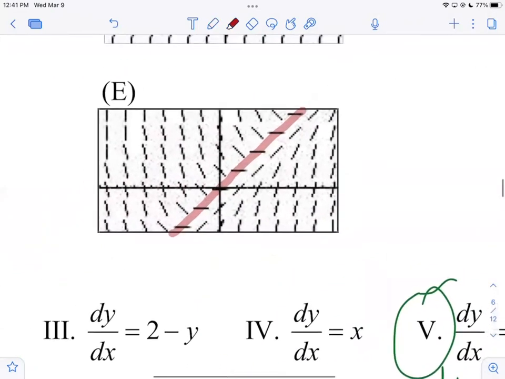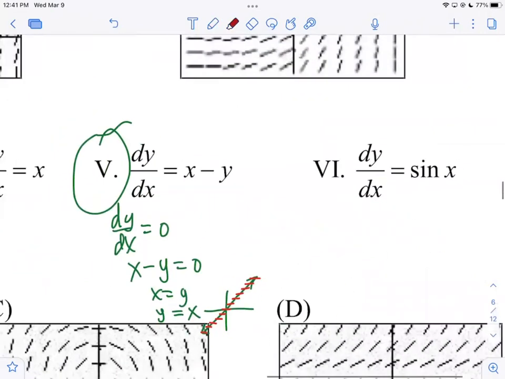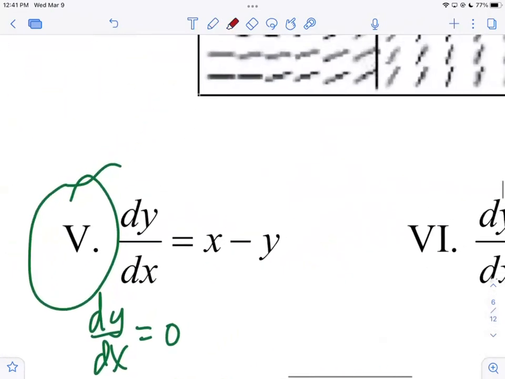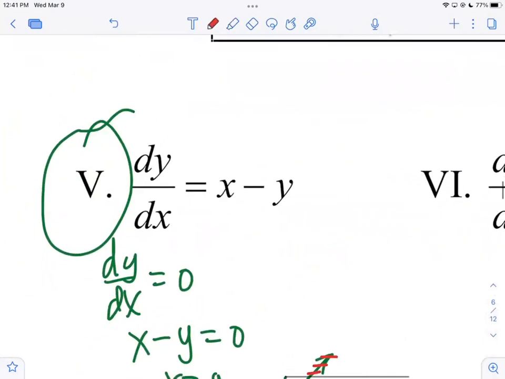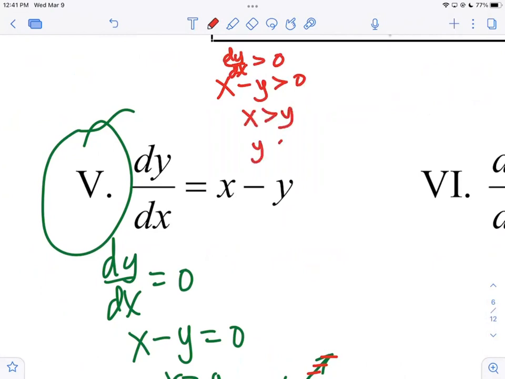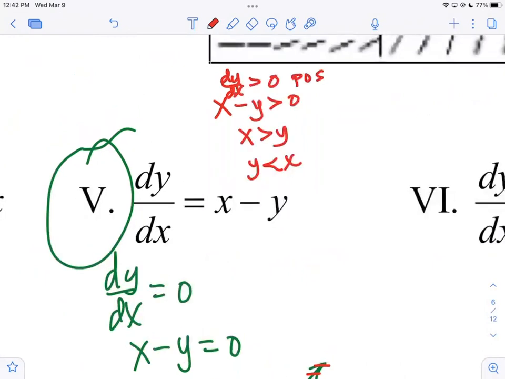So guess what? I know it's E. Now, let's say there was still another one. What else could we do here to eliminate if they're down to two? Now we could say, okay, when is the derivative positive? When is dy/dx greater than zero? Well, that's when x minus y is greater than zero. That's when x is greater than y, or when y is less than x, okay? So I'm going to have positive slopes anytime y is less than x. So if I again graph the line y equals x, this is going to be everything below here, right? Those are all the times where the y value is less than the x value.